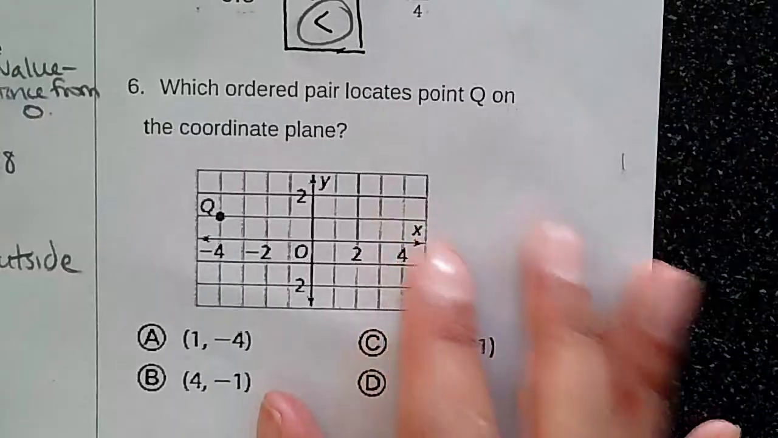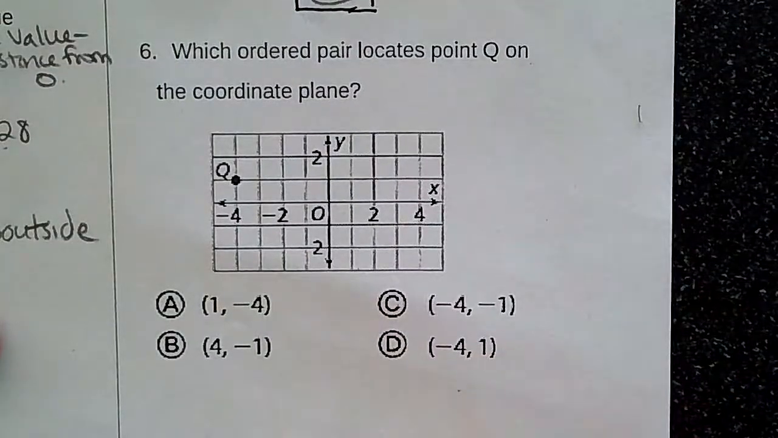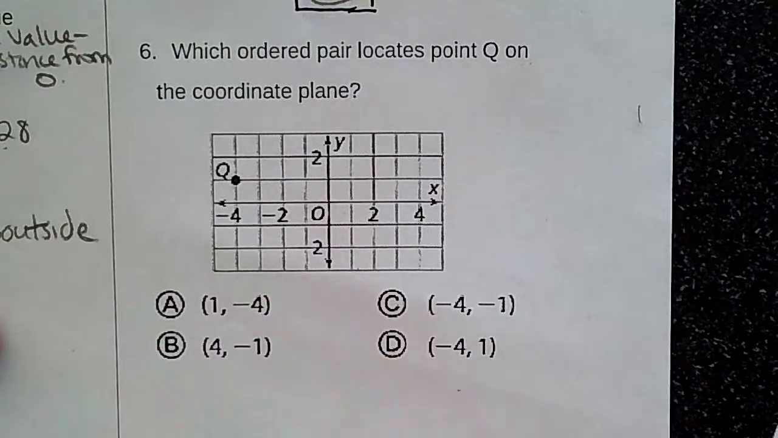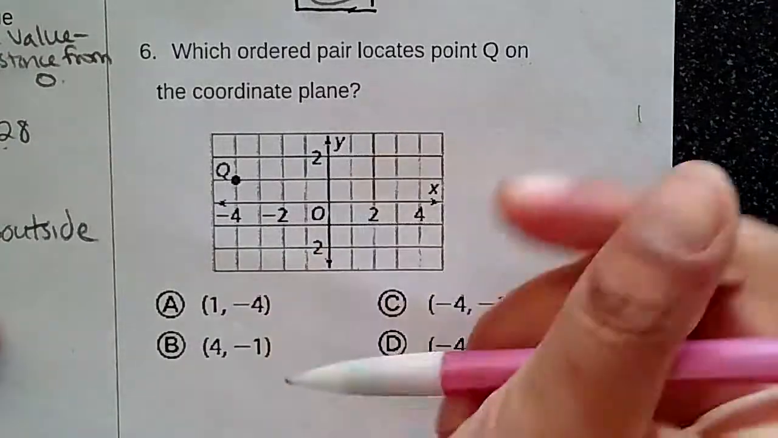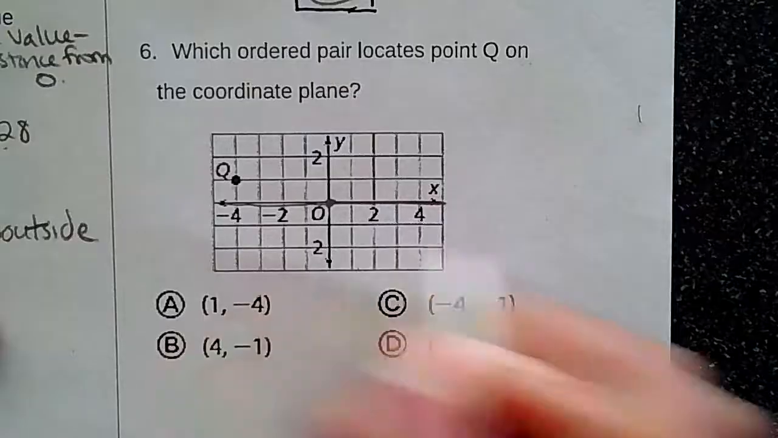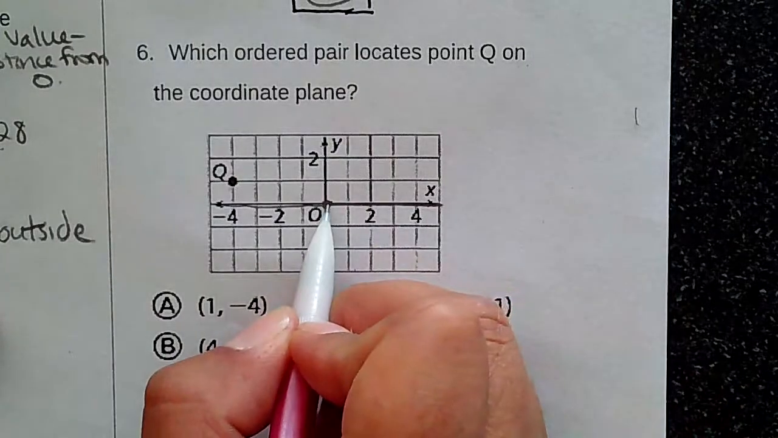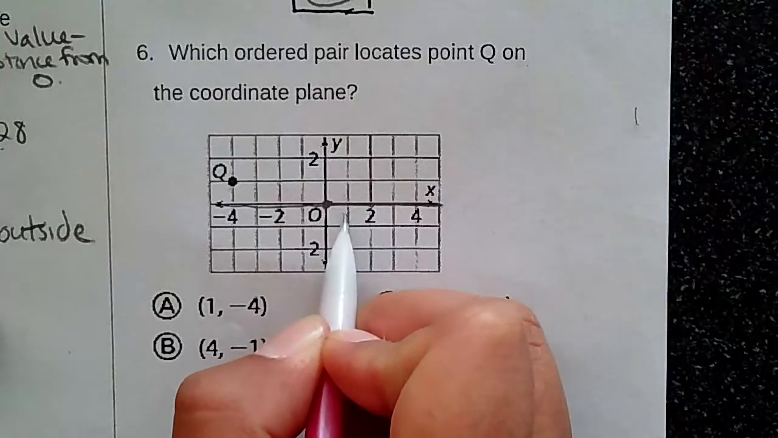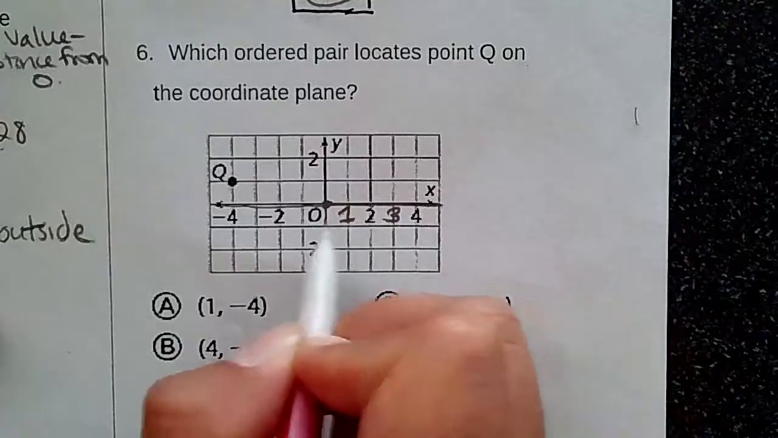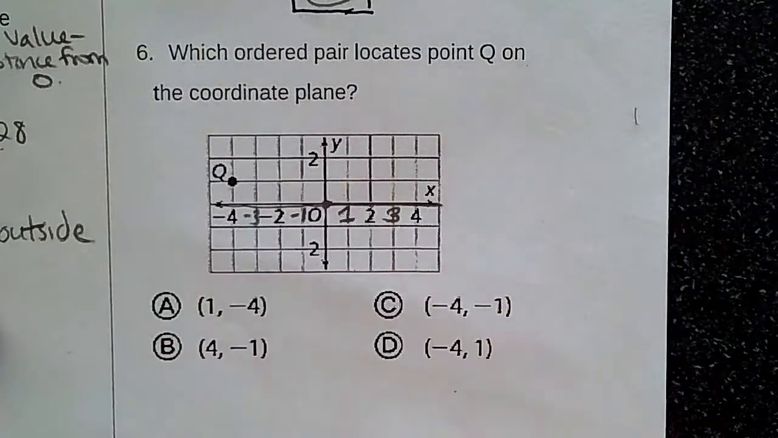All right, number 6. Which ordered pair locates point Q on the coordinate plane? So what is this ordered pair? That's what I have to figure out. So the first thing I want to do is find my origin right here. Okay, that's 0. And I want to look and see what this number line is counting by. So here's 0, here's 2. What number would this be? This would be 1, 2, 3. So I know we're counting by ones, -1, -2, -3, -4.